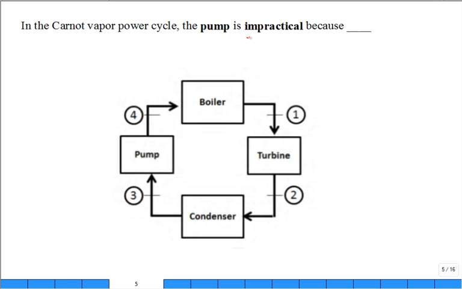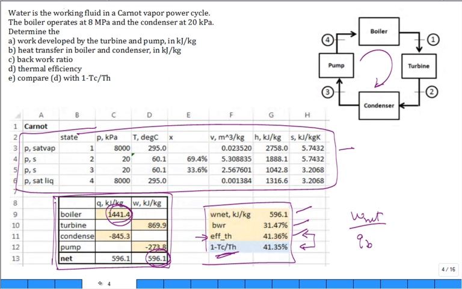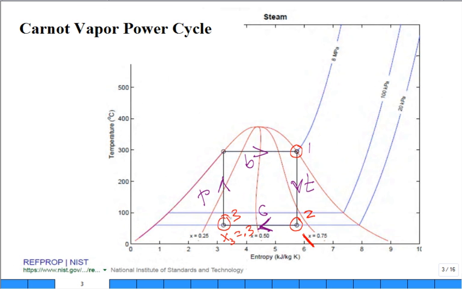Why is the pump not practical? Because it's not being fed 100% liquid. You feed a compressor 100% gas, no liquid. You feed a pump, just the opposite, 100% liquid, no vapor. And so this is the difficulty. Why did we stop on the temperature entropy diagram at state 3 and put it through the pump? It's because we really wanted state 4 where?